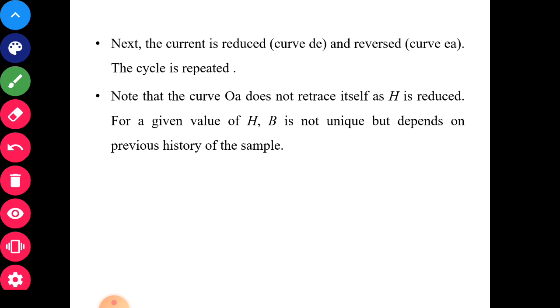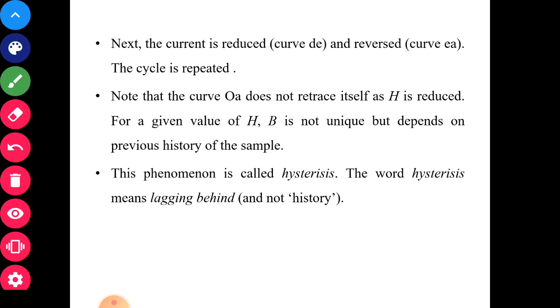For a given value of H, B is not unique but depends on the previous history of the sample. So how the domains were previously arranged, on that B depends. So B is not unique, but depends on the previous history of the sample. This phenomenon is called hysteresis. The word hysteresis means lagging behind, and it is not the word history.